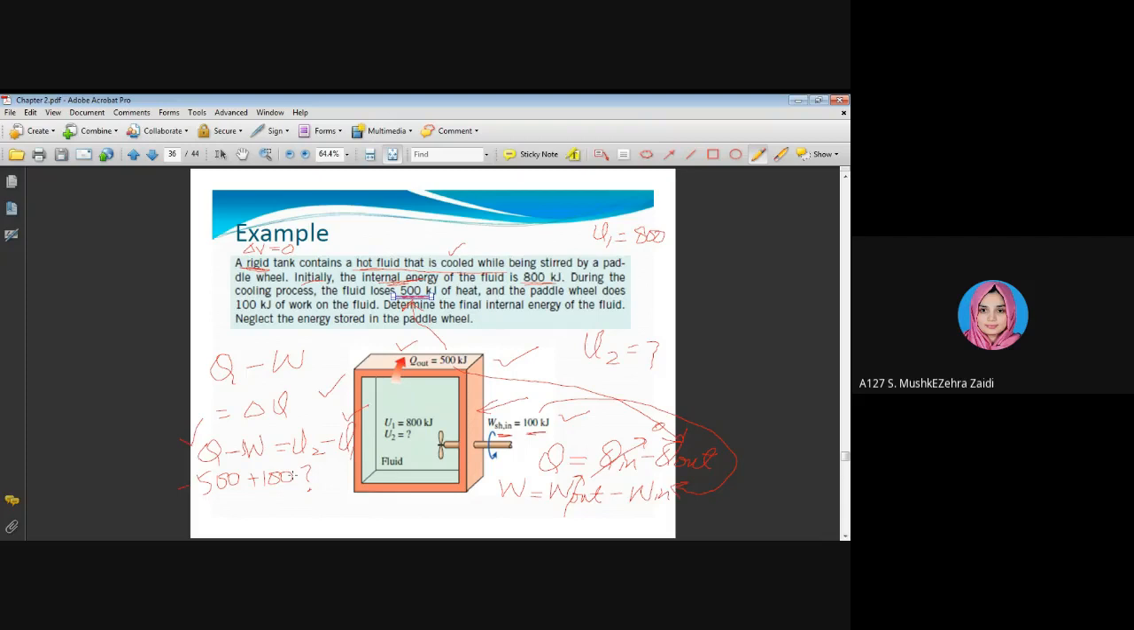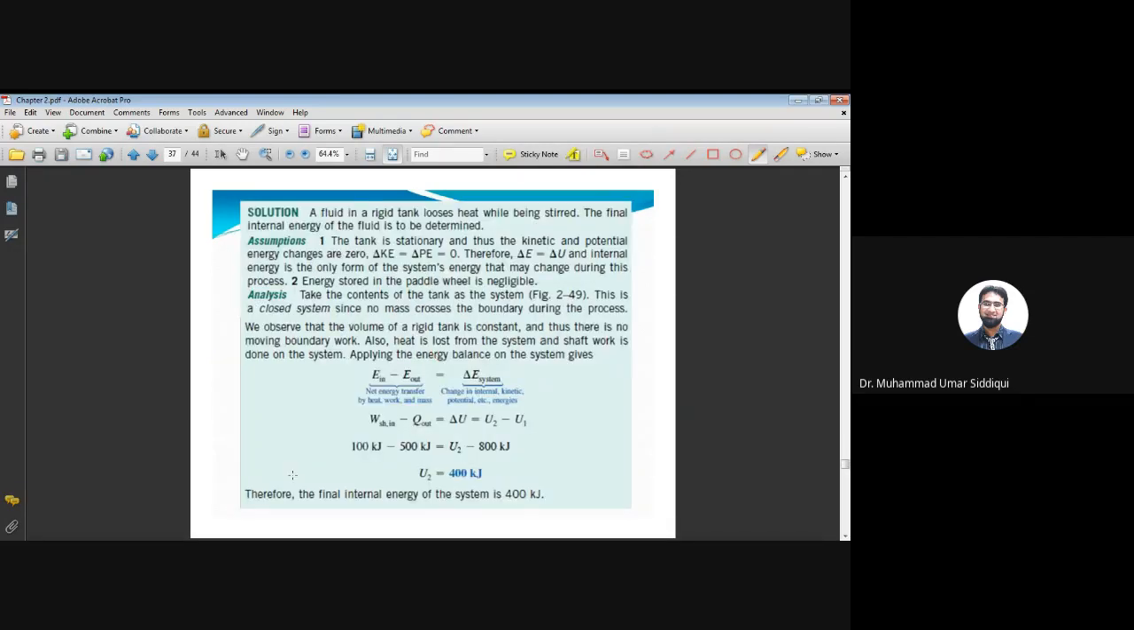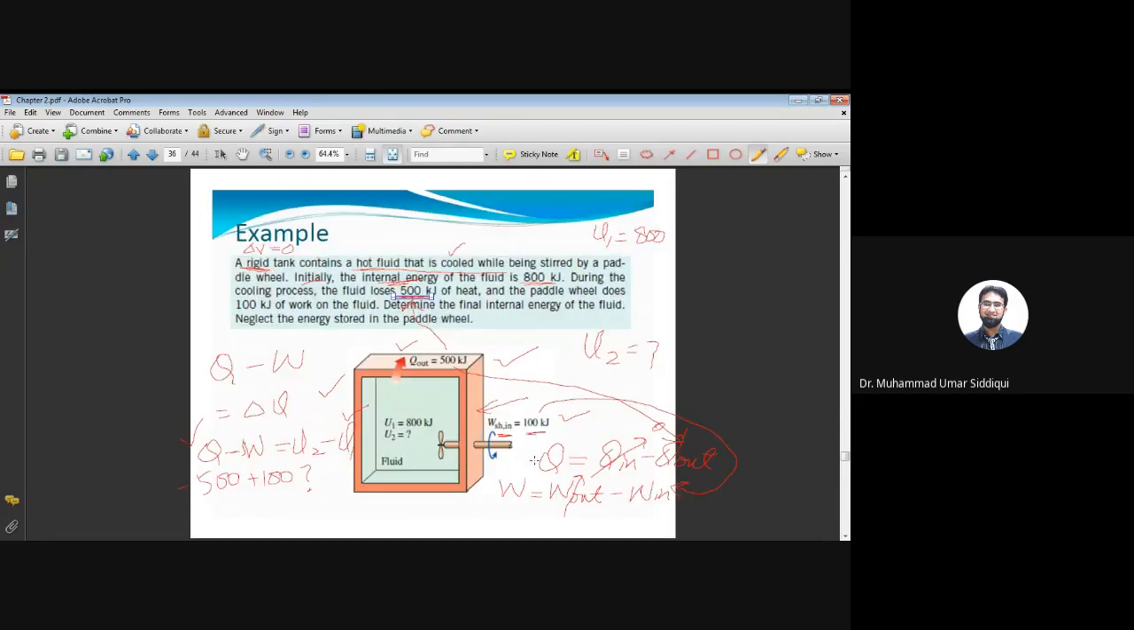Yes, sir. So it will become minus 400, which will be equal to U2 minus U1. And U1 is 800, so you can find U2. So you can see the solution. It will be minus 400 equals U2 minus U1, so U2 will come out to be 400 kilojoule. So we have solved this problem. Is the solution here clear or not? Is there anything within the solution which is not clear? Please ask.